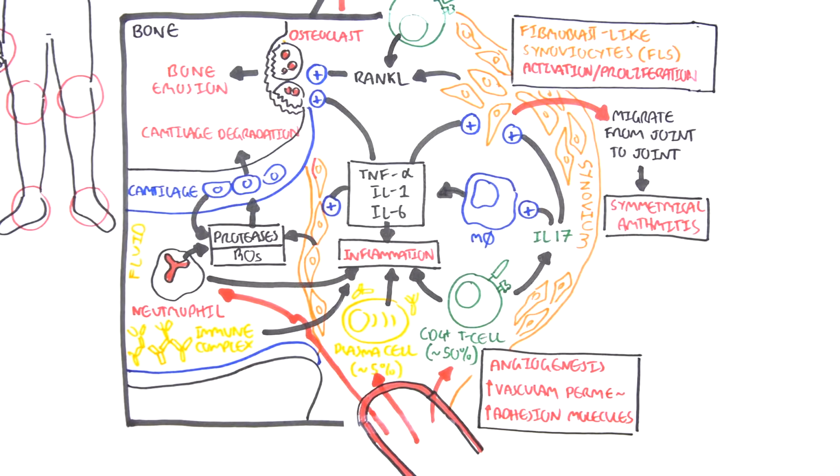But where do all these cells come from? Why do they migrate into these joints and cause rheumatoid arthritis?